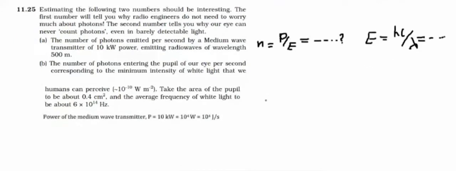Once you get the value of energy, you can find the number of photons per second emitted from the transmitter. Now part B. The number of photons entering the pupil of our eye per second corresponding to the minimum intensity of white light that we humans can perceive is 10 power minus 10 watts per meter square. That is the power per meter square. Take the area of the pupil to be about 0.4 centimeter square. You have to convert into meter square, and average frequency of white light to be about 6 into 10 power 14 hertz.